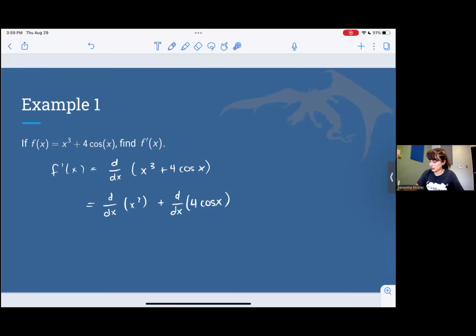Oh, and I should stop and say here, this notation, I'm not sure that we've used it in a video before. This means take the derivative. So this is take the derivative of x cubed, or take the derivative of 4 cosine x. That was coming from the sum rule for derivatives. And then the derivative of x cubed is 3x squared by one of our basic derivatives. Since it's x to a power n, we bring down n, and then we subtract 1 from the power that's left.